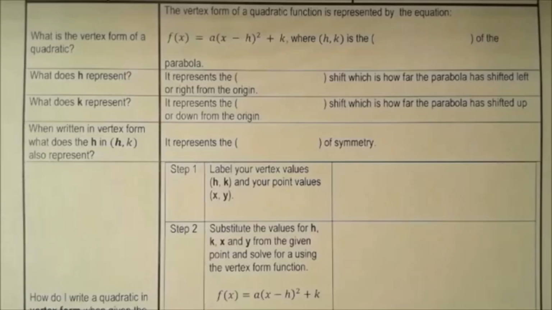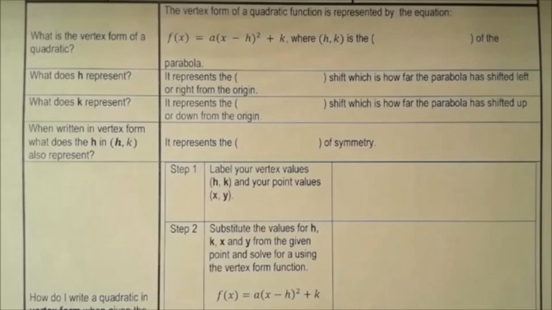Alright, in these notes today we're going to be looking at how to write a quadratic in vertex form when given the vertex and a point on a graph. So let's take a look. We're going to go over some of our vocabulary first just to make sure that we remember everything that we learned so far. And first of all, what is the vertex form of a quadratic?